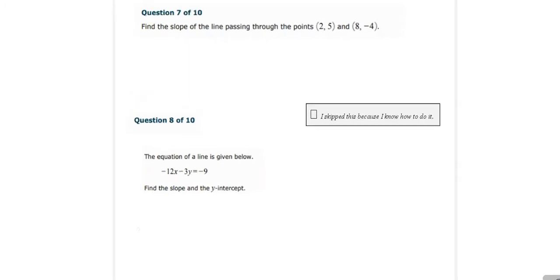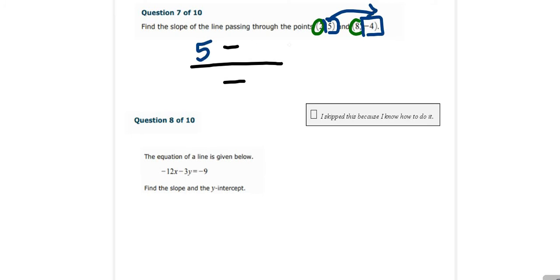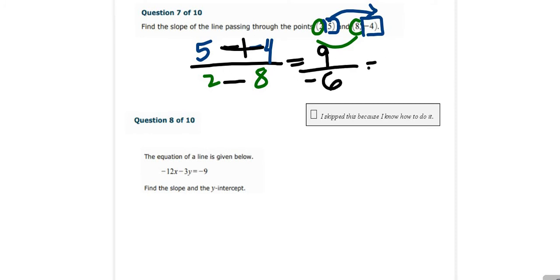Find the slope passing through the points. This is y minus y over x minus x. So physically connect y to y, x to x. Double negative makes a positive. Both of these are divisible by 3. Always reduce if possible.